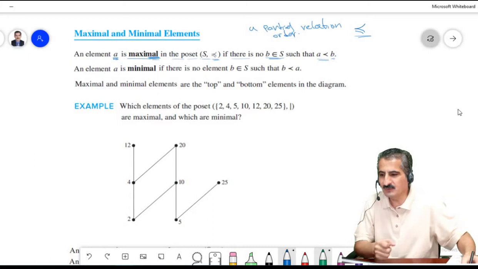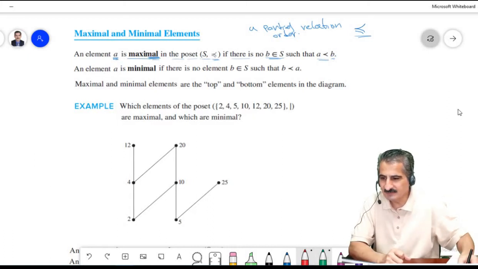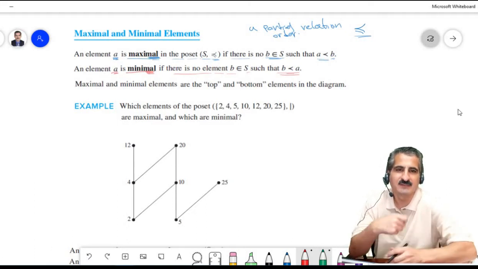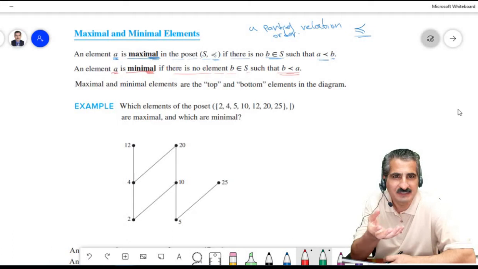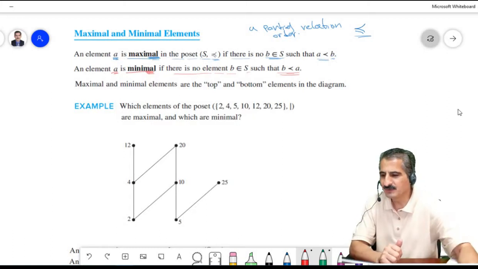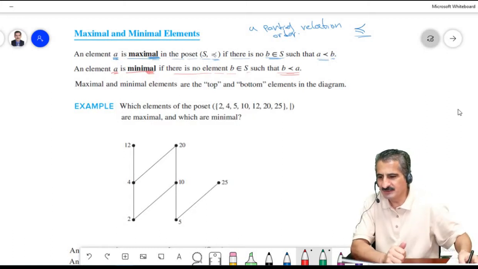And also it will be called minimal. An element will be called minimal in the partially ordered set if there is no element less than it, less than A. So I'm not saying A is the smaller element in S. No, I'm not saying that because that would mean minimum. I'm saying minimal, which means there is no element smaller than it. Okay. Now, to make this definition clear, we must go to examples.